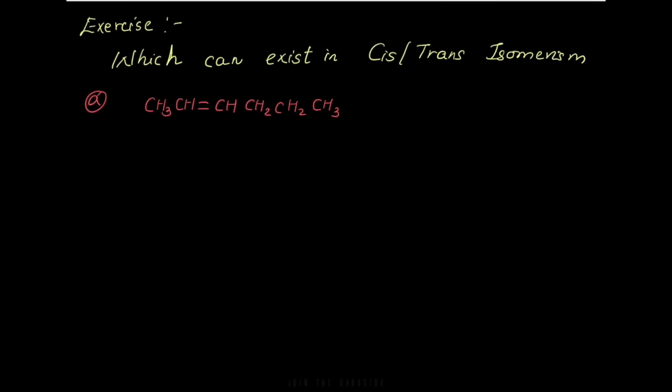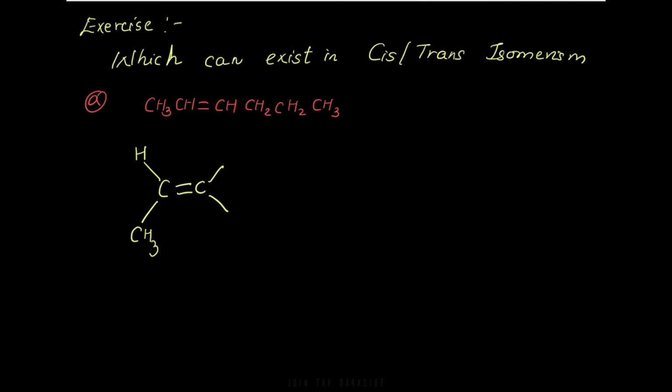Okay, let's do some more exercises. Which can exist in cis and trans isomerism? Let's draw the structure. Let's expand the structure to see the double bonds and all the groups present in it. So here is the carbon on the left where I have the double bond and on which I have a hydrogen and a CH3.